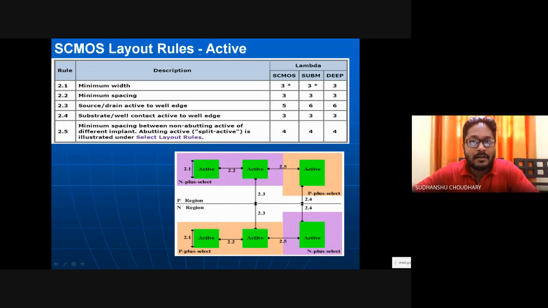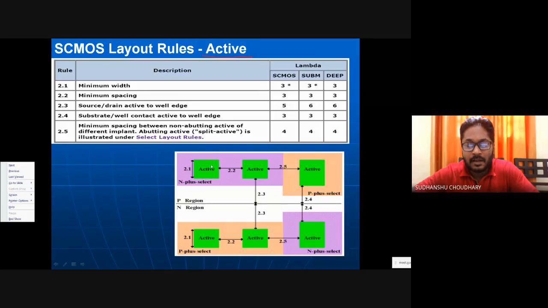Then there are rules for the active region also. This green region is called active region, and it specifies your drain and source diffusion areas. So in your transistor, the green region will define your source and drain diffusion regions.